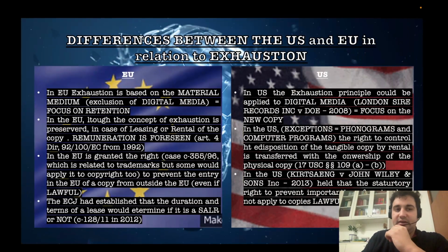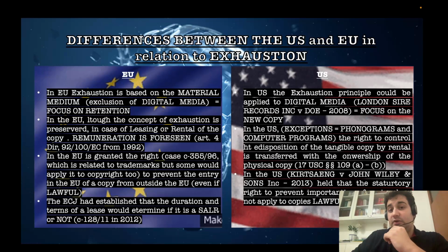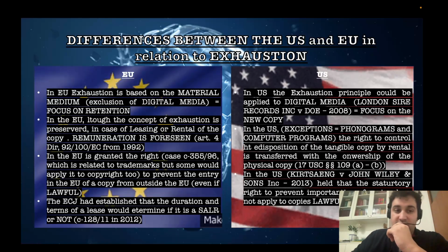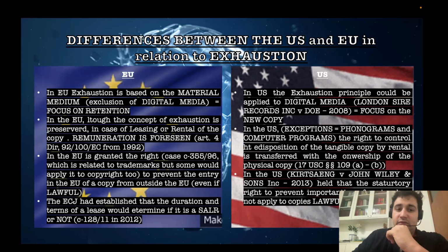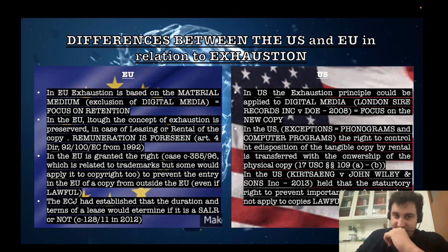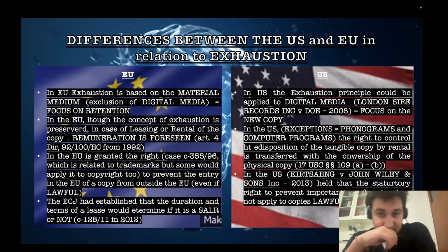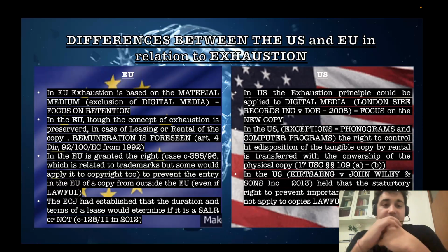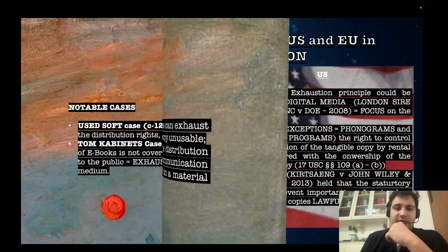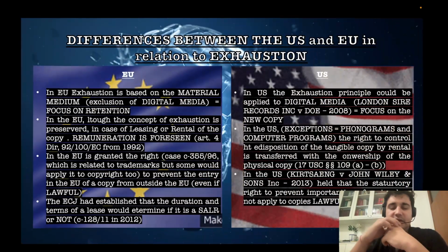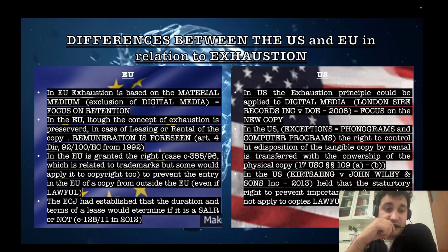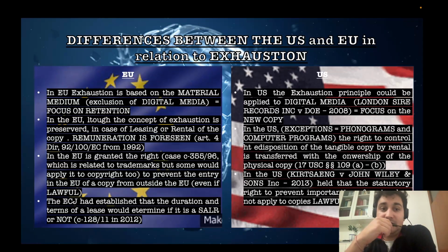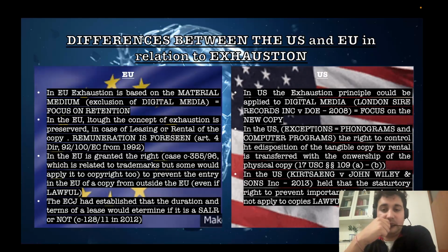So let's go further. These are the differences between the US and the European Union in relation to the exhaustion or first sale doctrine. In the EU, the exhaustion is always based on a material medium. So there is an exclusion of digital media, as we said in the case of Tom Kabinet, and there is a focus on the retention of the copy, as we said in the case, for example, of download. I've talked about this before.